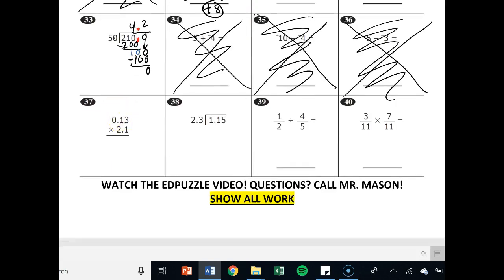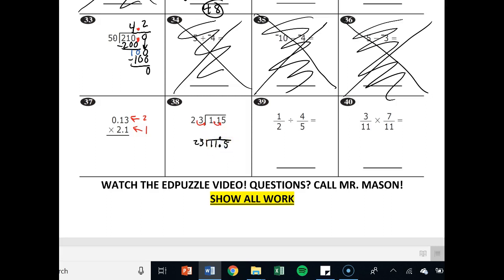All right. 37 is multiplying decimals. We know how to do that. Just remember you need to swoop a total of 3 times in the end. 38 we know how to do, right? We need to swoop this guy once, right? So this guy once, right? And then we rewrite the problem. So that's 23 into 11 decimal 5, right?